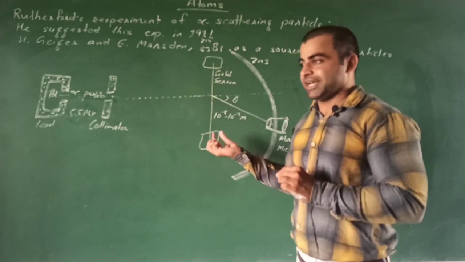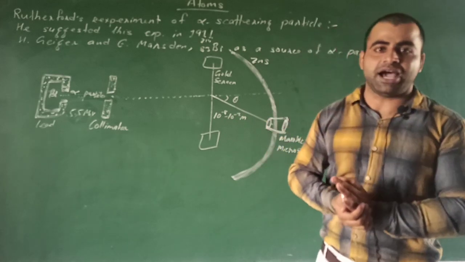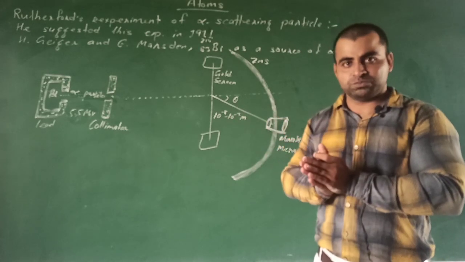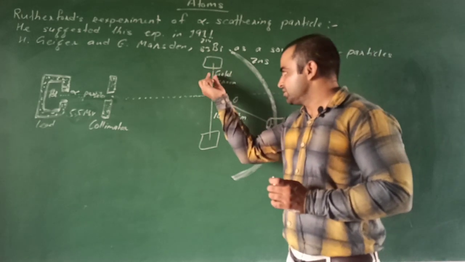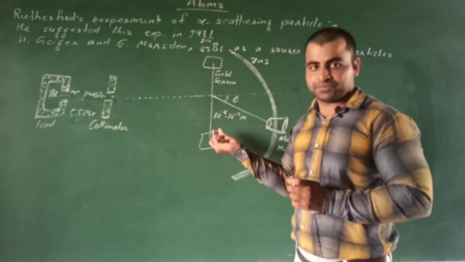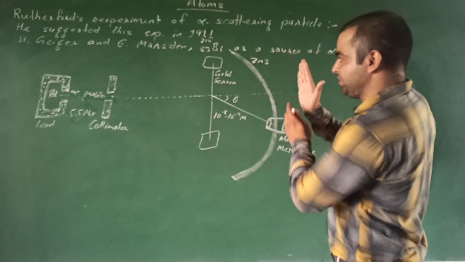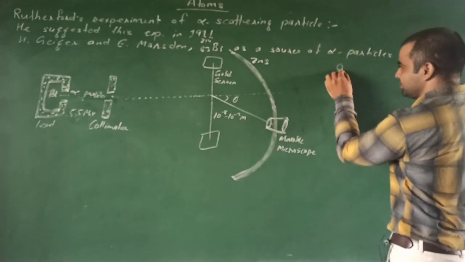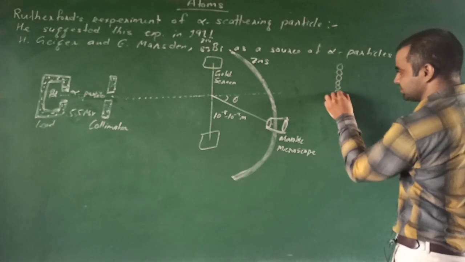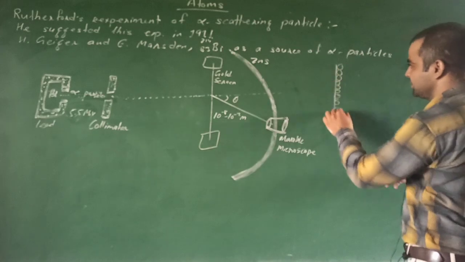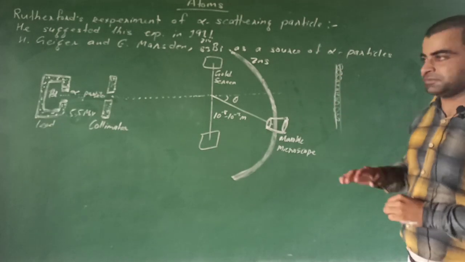Gold is taken for the screen because gold is highly malleable. The thinnest sheet can be formed, so that every atom can be adjusted like this: this is one atom, this is one atom, like this. The screen has a single layer of atoms.